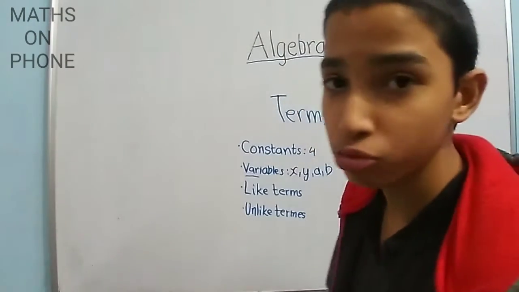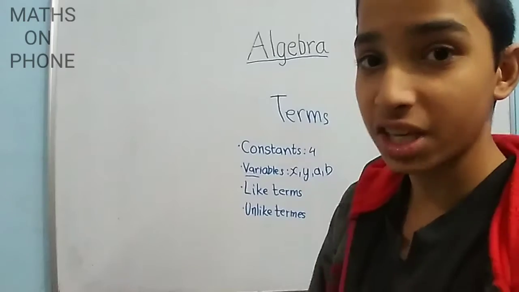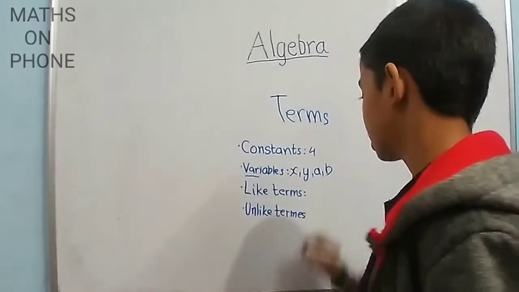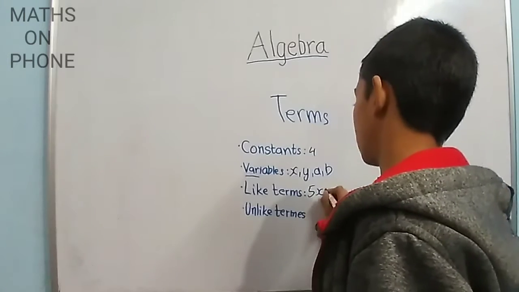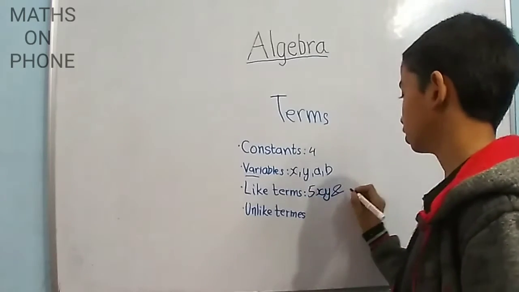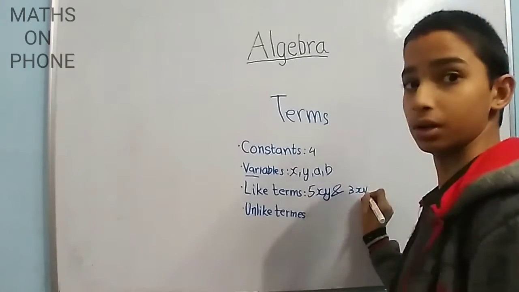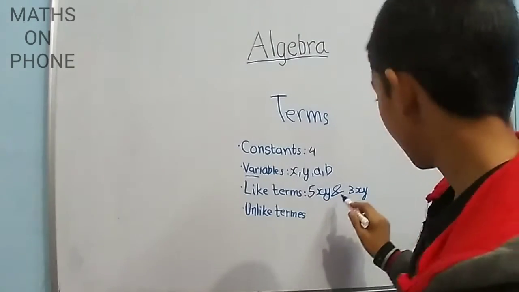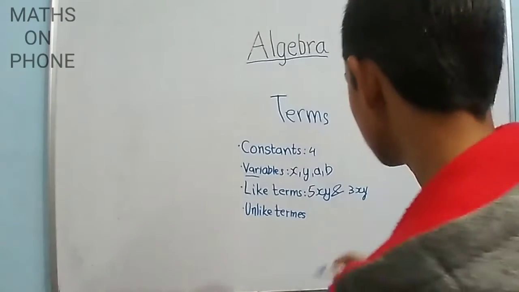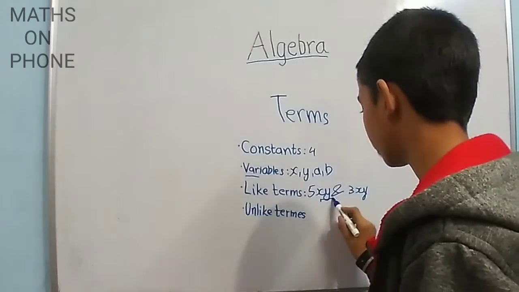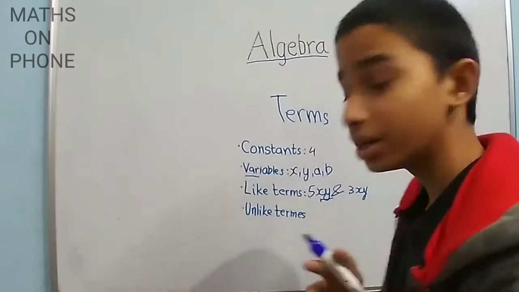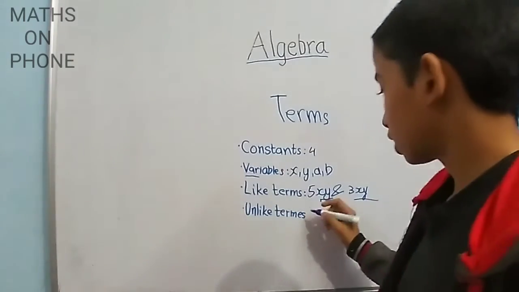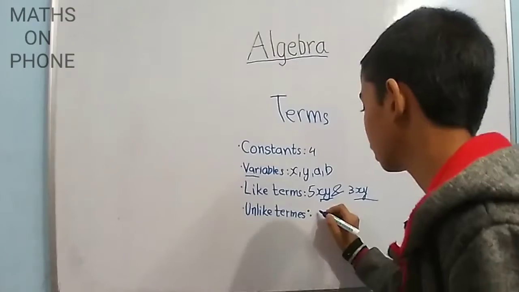Like terms are those terms which have exactly the same variables, only variables, such as 5xy and 3xy. We'll see here that 5xy and 3xy are like terms because xy is the variable which is common in both.